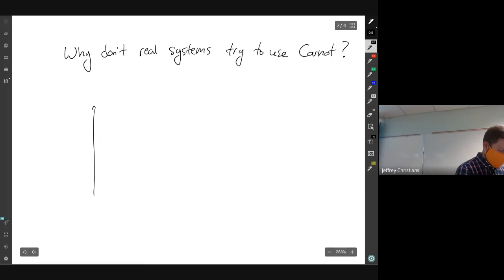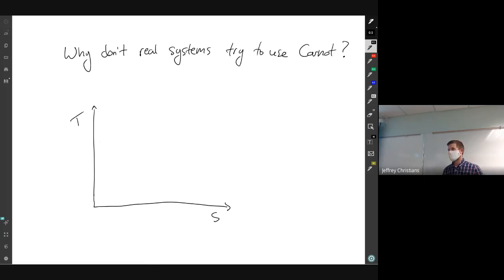So let's think about a temperature entropy diagram. All of the things that you thought about are true and reasons why we can't make a Carnot cycle perfect, but they're reasons why we can't make it perfect, not reasons why we can't try to make a Carnot cycle. This is a reason why we can't even really attempt it.